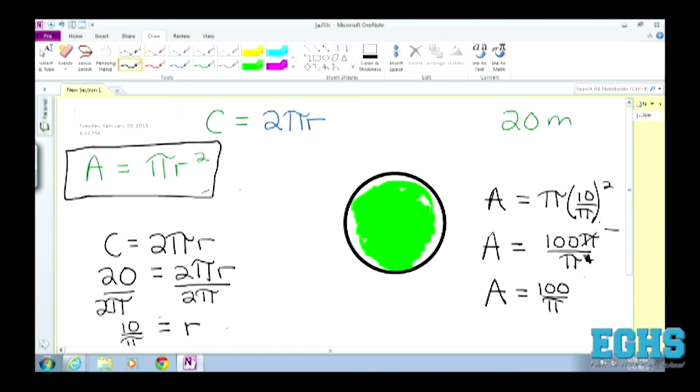So for my area, it's 100 divided by pi meters squared. One thing you do want to ask your teacher is if they like their answer in terms of pi or just in numbers. If we're using our answer in terms of pi, we could just leave it this way. If we're using numbers, you would want to take 100 and actually divide it by pi to find the actual number. So ask your teacher how they prefer their answer.